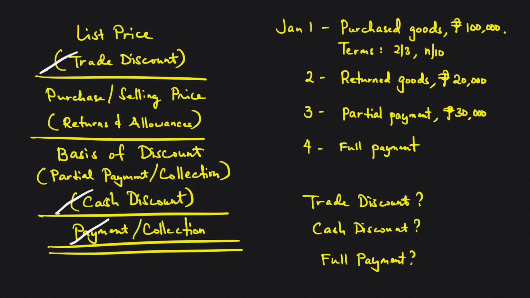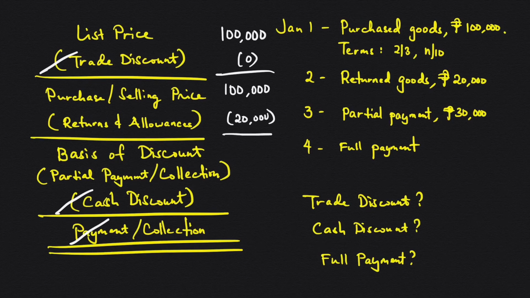On January 1, you are given the list price of 100,000. So you place it here. And by looking at the terms, you will see that you are not given any trade discount. So the trade discount here is 0, which means that your list price is equal to your purchase price as a buyer. On January 2, you return goods 20,000. So for the returns, minus 20,000, giving you the basis of discount of 80,000. And then on January 3, you made partial payment of 30,000, so you reduce it here.